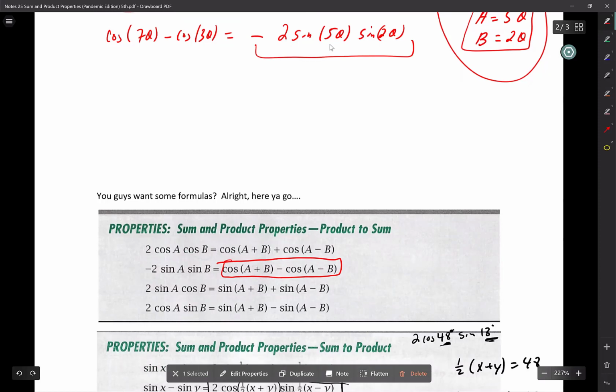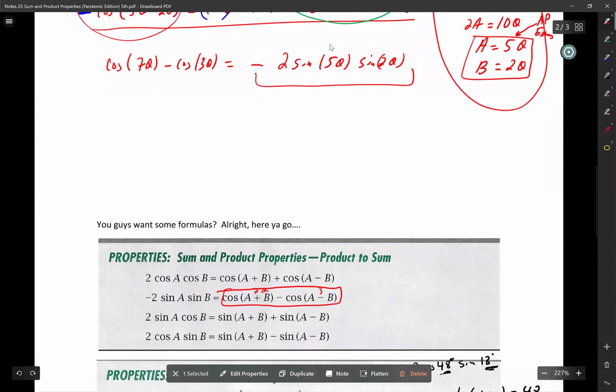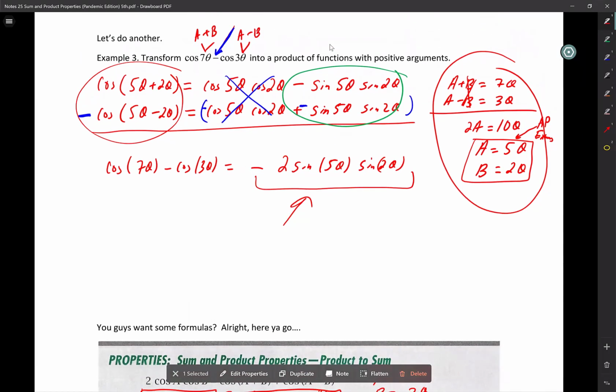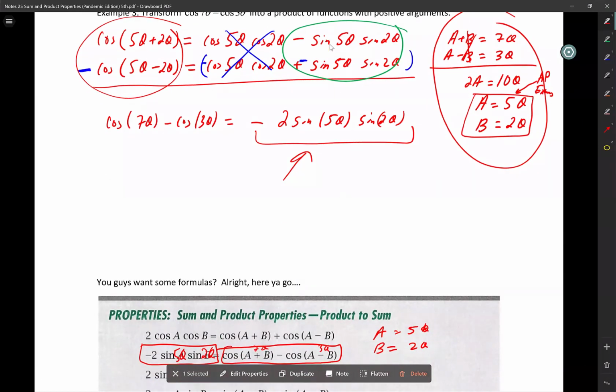Where the A plus B, that was 7 theta, and the A minus B, that was 3 theta. See? And you told me that A was 5 theta, don't write anything down, just listen, and that B was 2 theta. As soon as you told me that, you can just replace the A right here, 5 theta, and the B right here, 2 theta. And look, negative 2 sine 5 theta, sine 2 theta. You can go from a sum to a product faster, but going from a product to a sum, it's going to take some time because you have to get rid of the halves and all that good stuff. Does that make sense, guys?